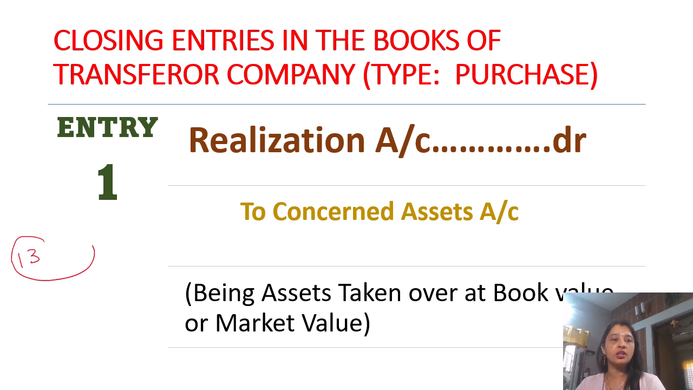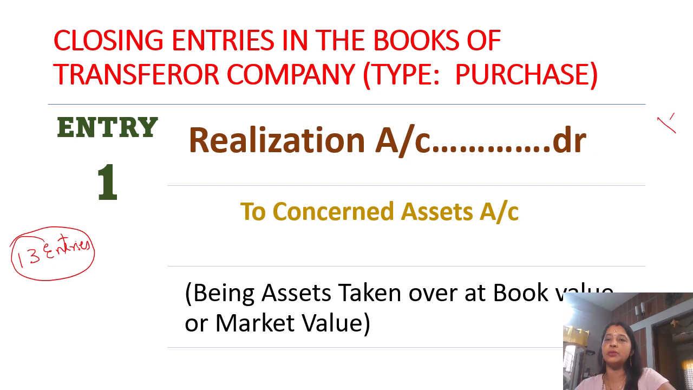Totally 13 common entries will be made. Now depending on the information in the question, it will be lesser than 13 entries. So if that information is there, that entry will come. If that particular data is not there, then you will skip that particular entry. But total there are 13 different entries. So the first entry, this will be there.